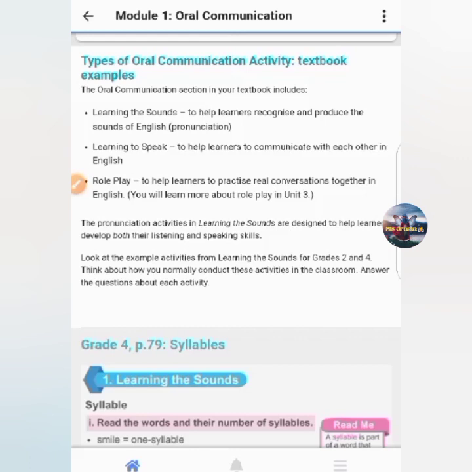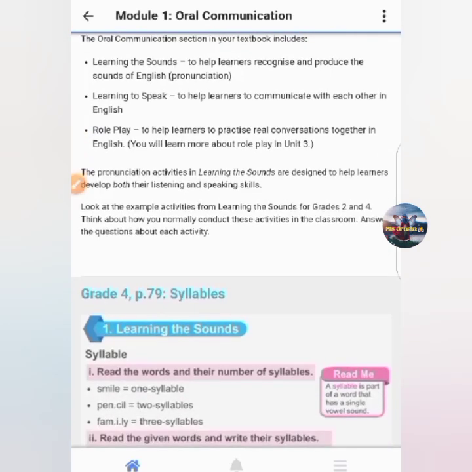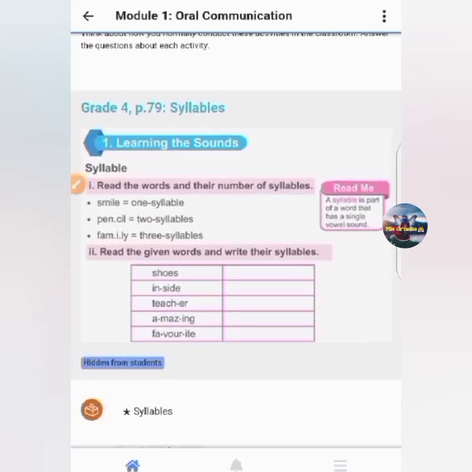Firstly, learning of sound. You would perform activities for sound practice. Then learning to speak. You have to start activities for communication, for teaching them how to speak. And next is role play. In role play you can choose two students. One will perform the role of a teacher, the other of a student. Or if one is a doctor, the other would be the patient. These are a few examples. Next is syllable.